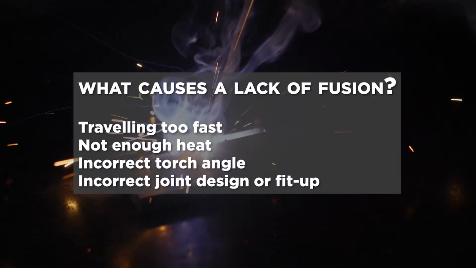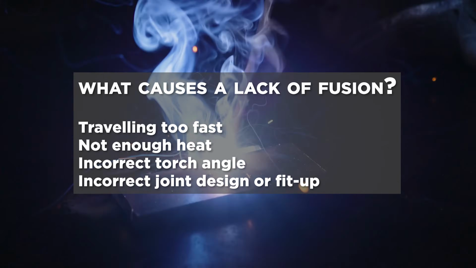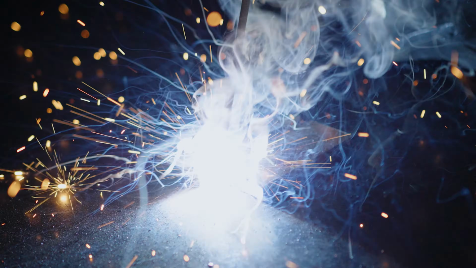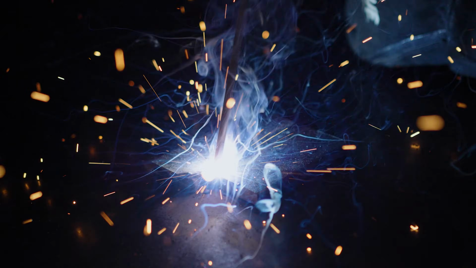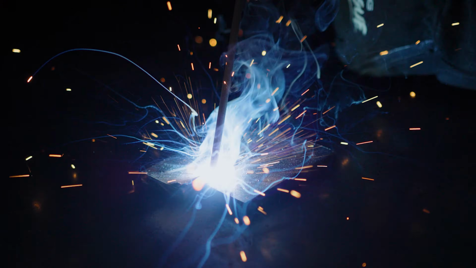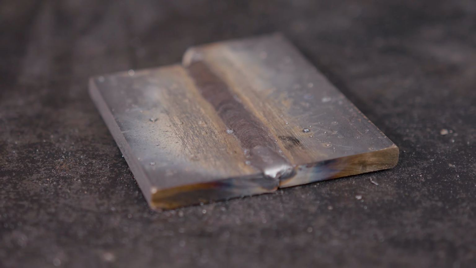So what causes it? Traveling too fast, not enough heat, the torch angle is incorrect, or incorrect joint design or fit up. So how can you prevent or fix it? Increase your amps and slow your travel speed. Wait until a wet pool has formed on the metal before moving and focusing on pushing or pulling it along. You want to be in control of it. Make sure that your joint is lined up properly with the correct size gap.